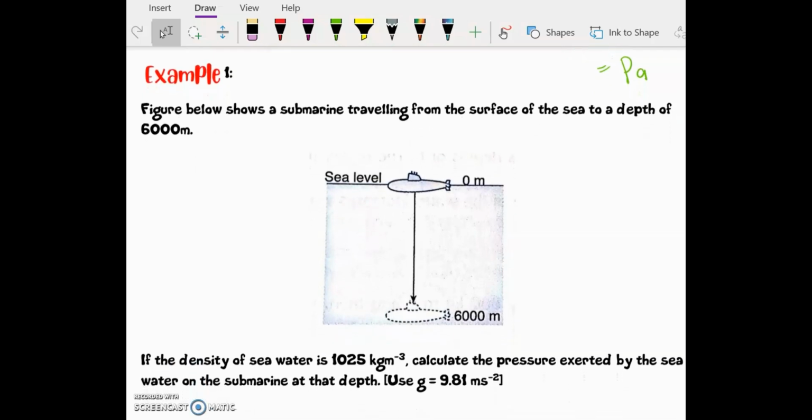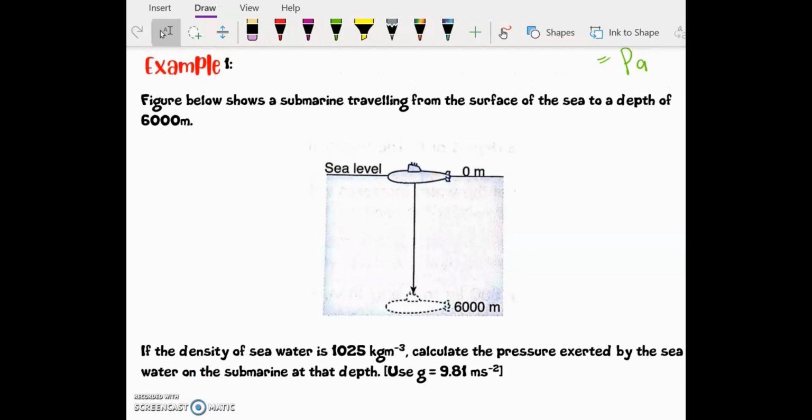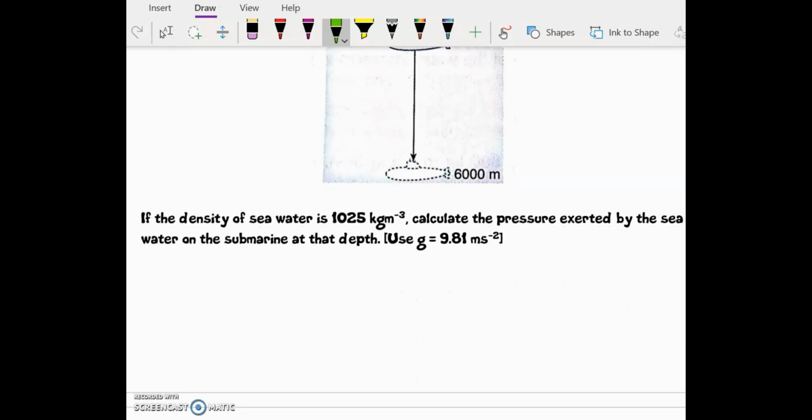In example 1, the figure shows a submarine traveling from the surface of the sea to a depth of 6,000 meter. If the density of the water is 1025 kg per meter cube, calculate the pressure exerted by the seawater on the submarine at that depth. So we are going to do this example.